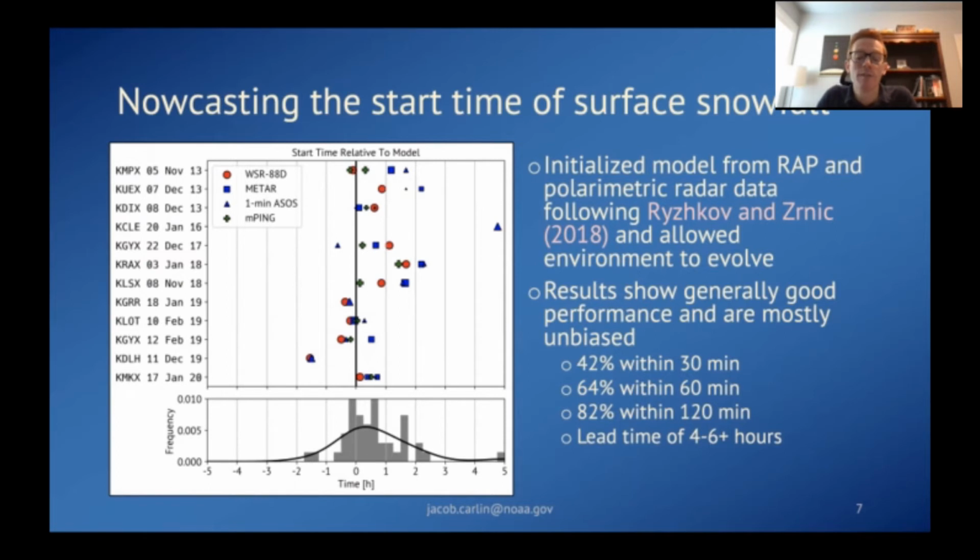We have over 40% of reports were within 30 minutes of the model predicted start time, and about 2/3 of cases were within an hour. And this is coming from lead times of about 4 to 6 hours, or in some cases much more. So these are some encouraging results that indicate, if we're able to initialize this model from the observed polarimetric radar data, using these spectral bin microphysics, we are able to generally accurately predict when snow will reach the surface.